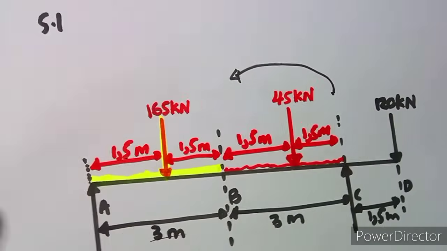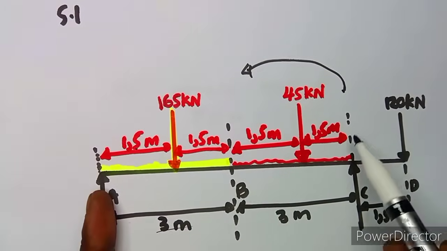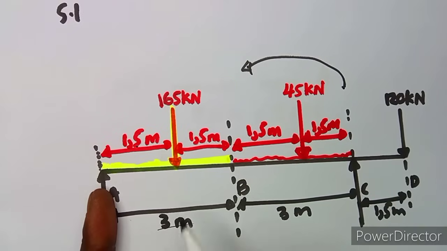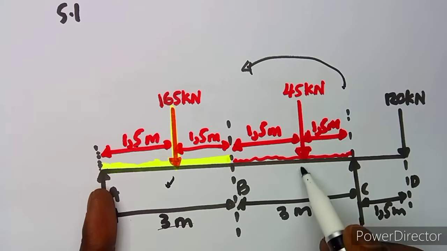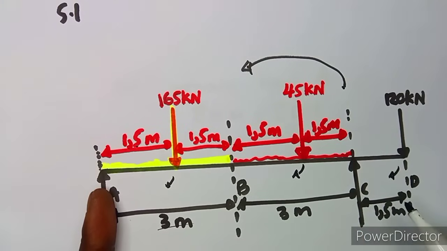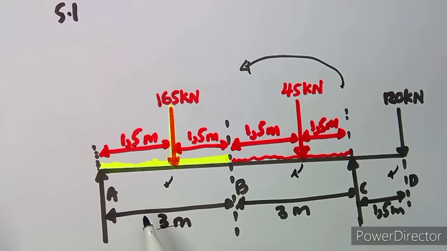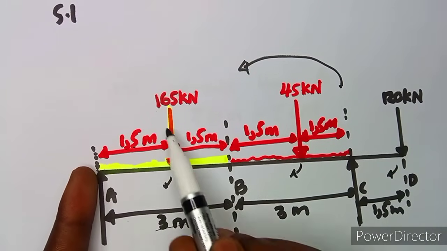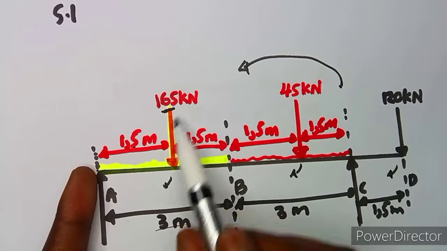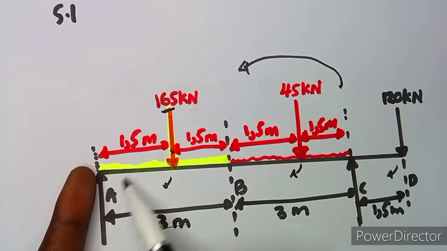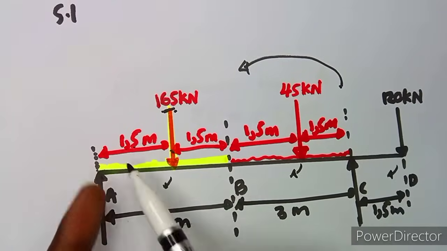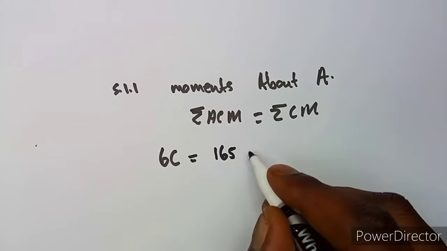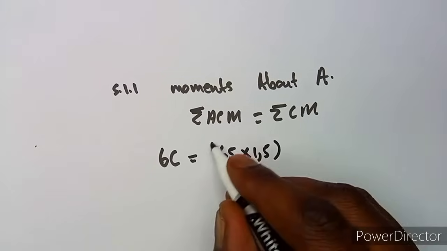Do we still have anything going to this point A? Remember, you are referring to A, which is in the anticlockwise. As you can see, we do not have anything. All these are moving this way, clockwise. So we shall move on to the clockwise moments back to A. Now you are taking that distributed load as a concentrated load of 165 kilonewton times this distance back to A. So it's 165 times 1.5.